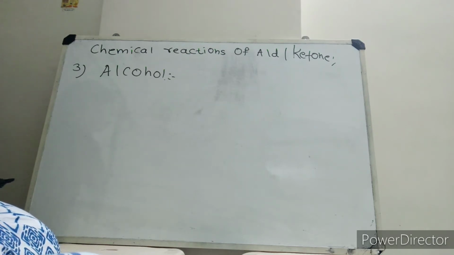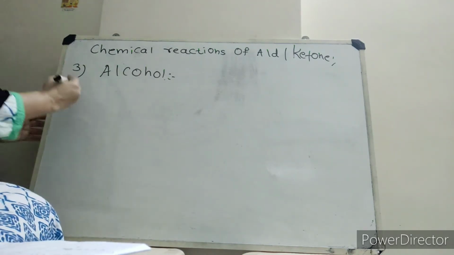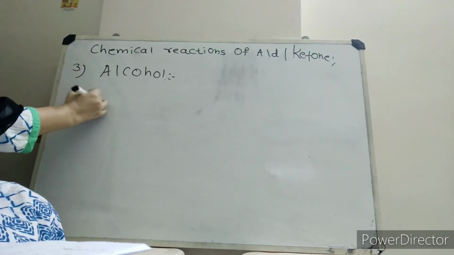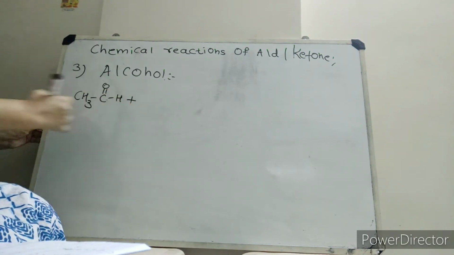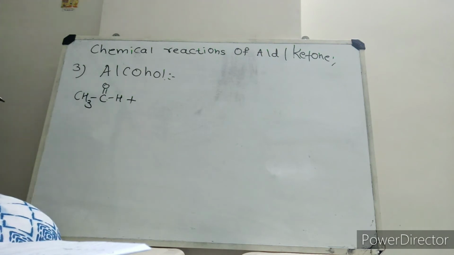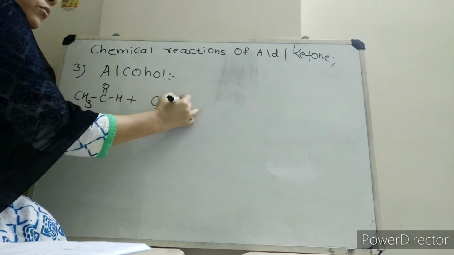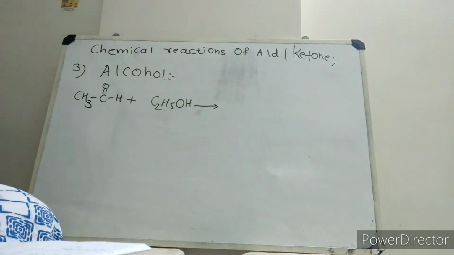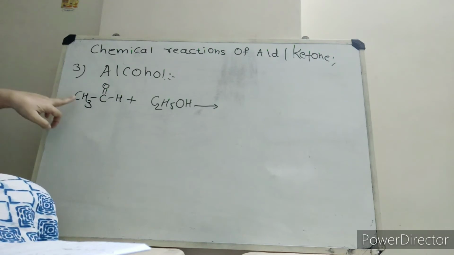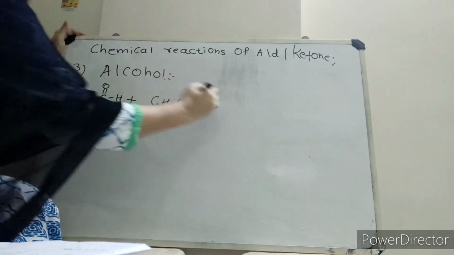Suppose for this, if we take one of the examples, acetaldehyde, it is combined with alcohol, C2H5OH. Then first, how the addition takes place. This CH3CH will remain as it is.